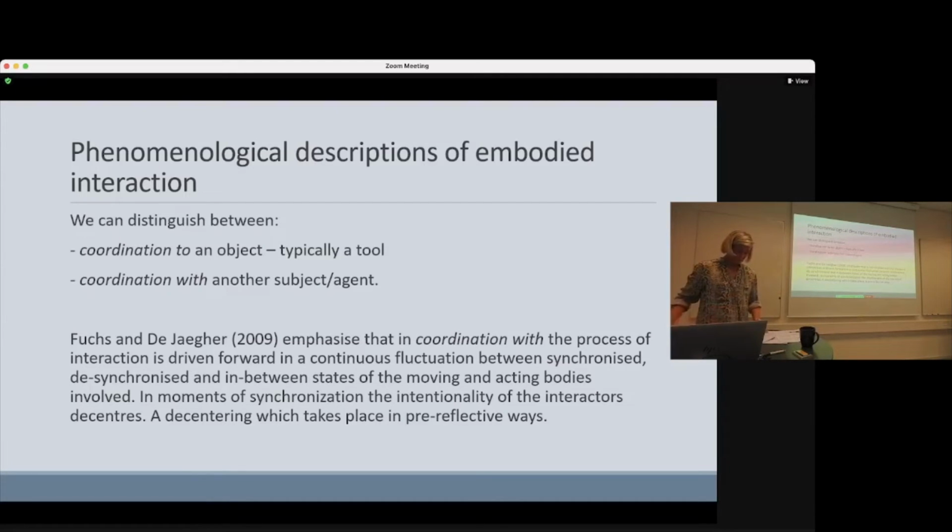Yes, please. What is the definition of synchrony in this field? You talk about synchronized and desynchronized and in-between states, and I was just wondering what the definition of synchrony is in this field, because it's probably different from a more empirical one.